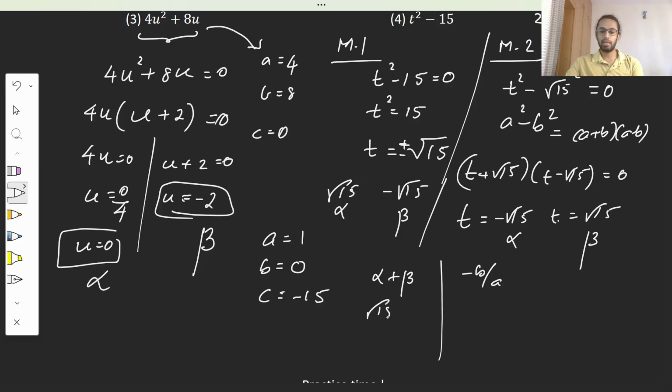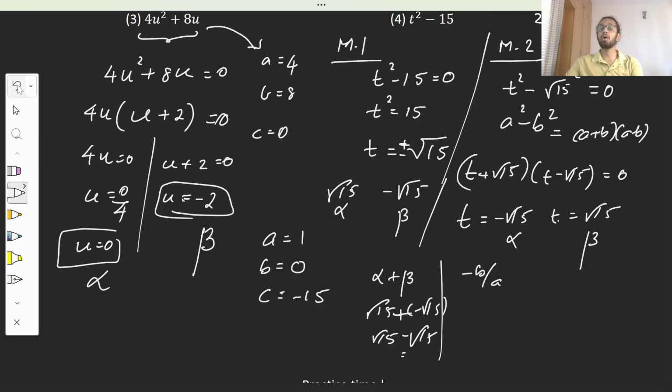Now the first verification is alpha plus beta should be equal to minus b by a. Alpha is root 15 plus beta is minus root 15. So root 15 minus root 15 will become 0. And minus b by a is minus 0 by 1, which is also 0. So this is the verification for sum of the zeros.